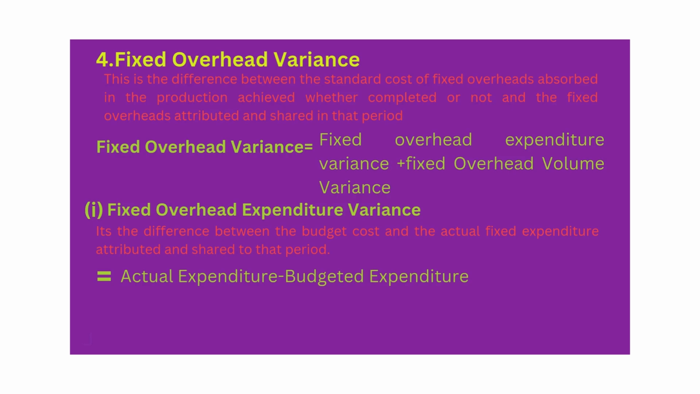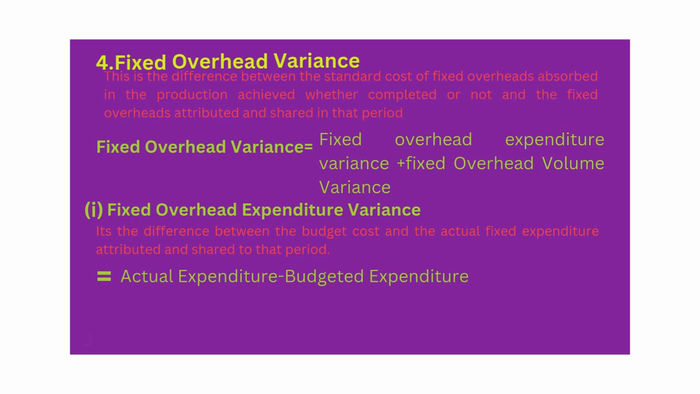Let's start with the fixed overhead expenditure variance, which is the difference between the budget cost allowances for production for a specified control period and the actual fixed expenditure attributed and shared to that period. It is calculated as actual expenditure minus the budgeted expenditure.